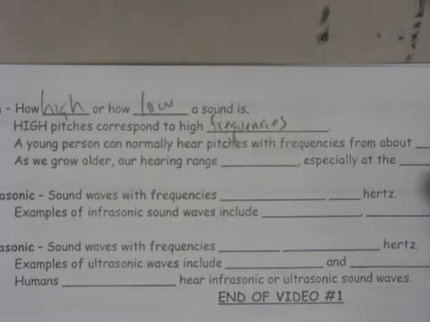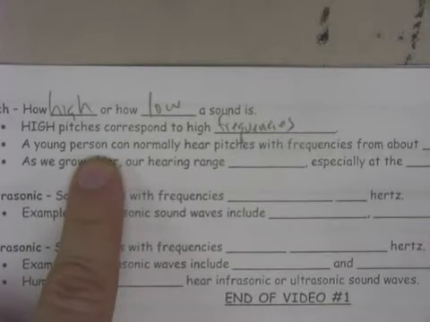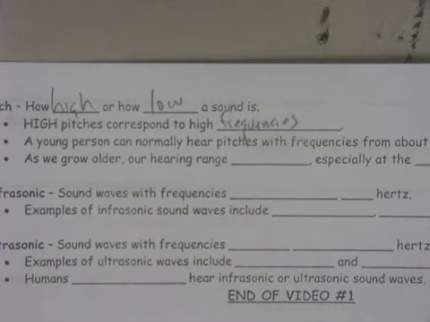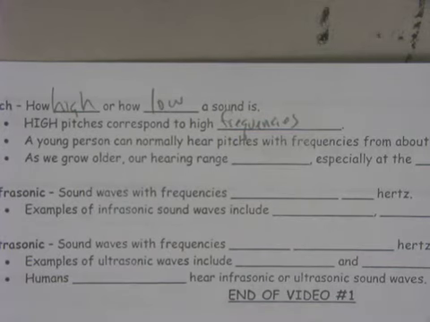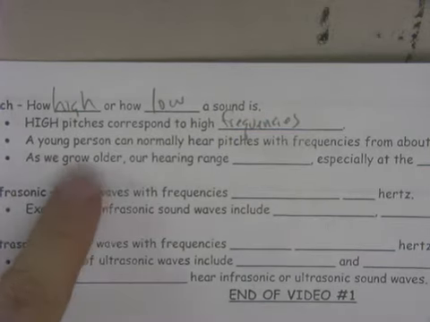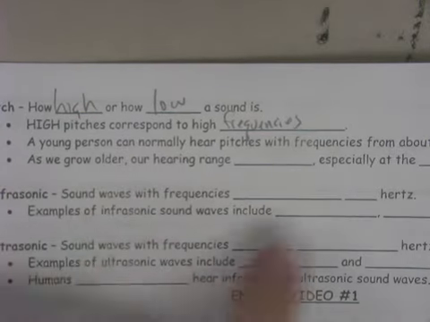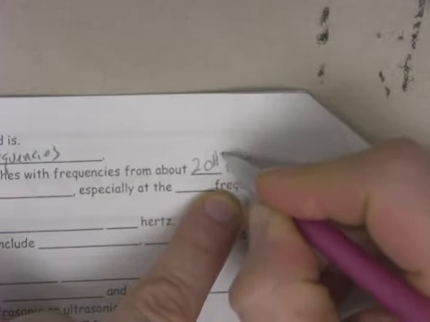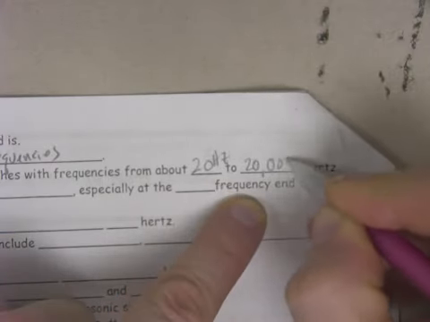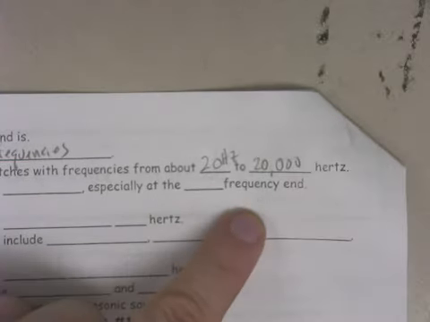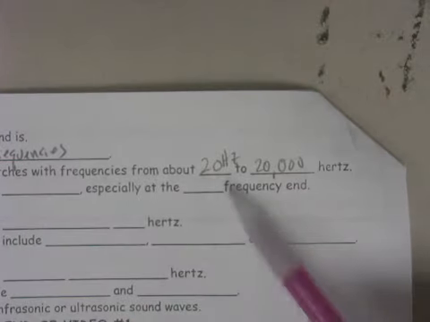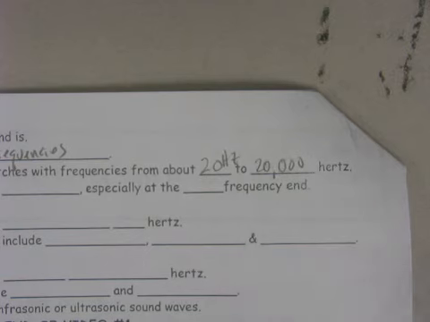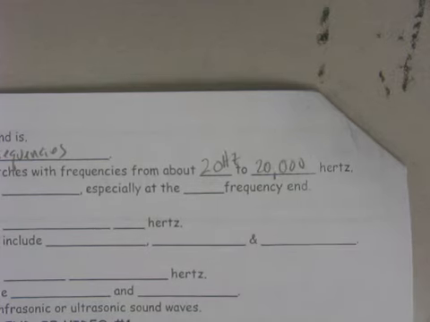Now, humans don't hear all the frequencies that are produced. A young person, and we use the word young here because a young person has really good hearing, can normally hear pitches with frequencies from about 20 hertz to about 20,000 hertz. So that's the range, low down here, high up here. Those are your pitches, and anything between there, humans can hear.